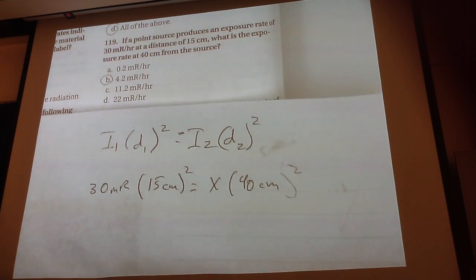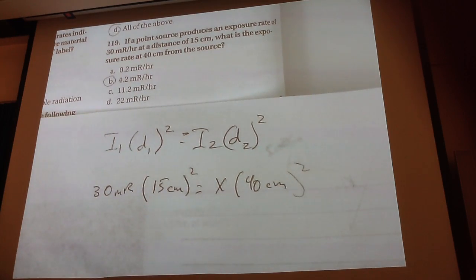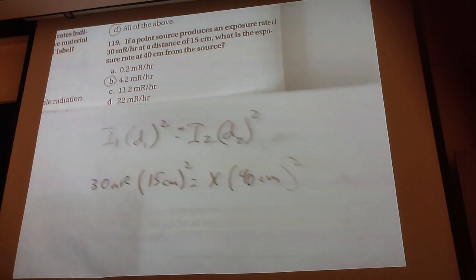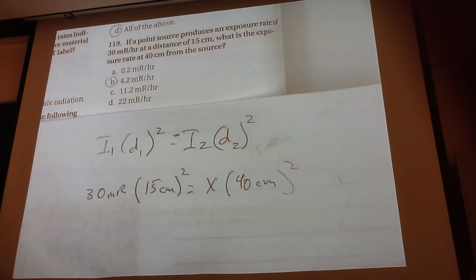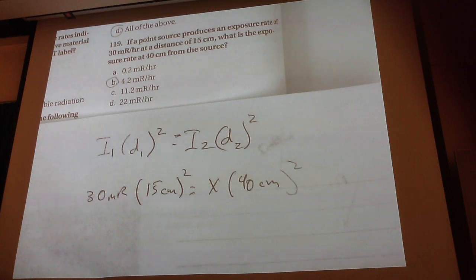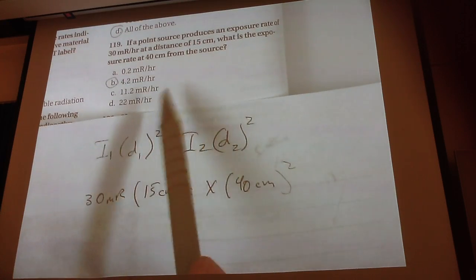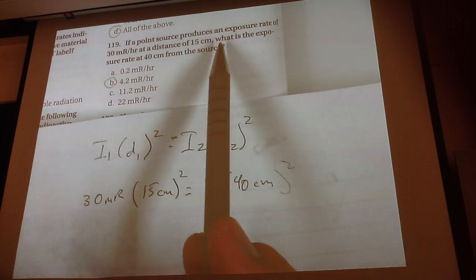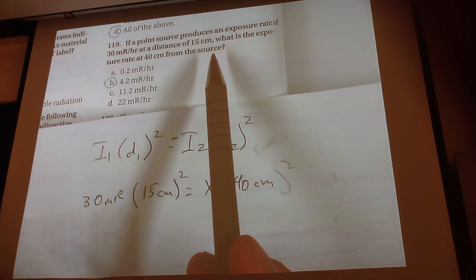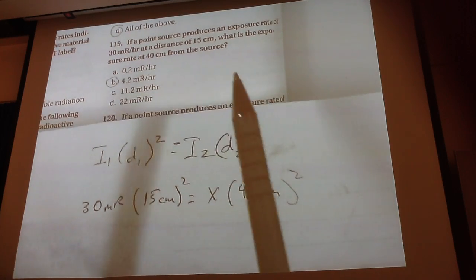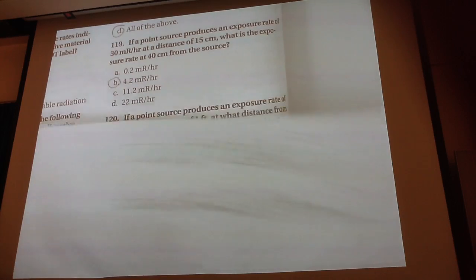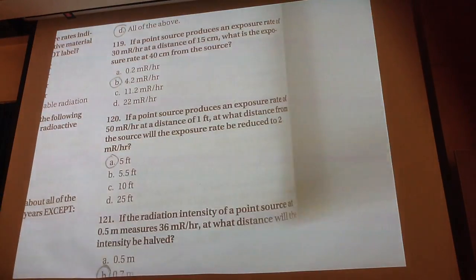Okay. Did you all get 4.2 MR per hour? Okay. Again, sometimes, like I said, if you had a mean, nasty teacher, they would ask you at what distance would you get a certain radiation dose. So in other words, let's say that you had a radiation reading of 30 MR per hour, but you want to move that radiation far enough away to where you have a reading of only 2 MR per hour. So how far would you need to move? Okay, does that make sense? Because that's what you're usually dealing with in a hot lab situation.